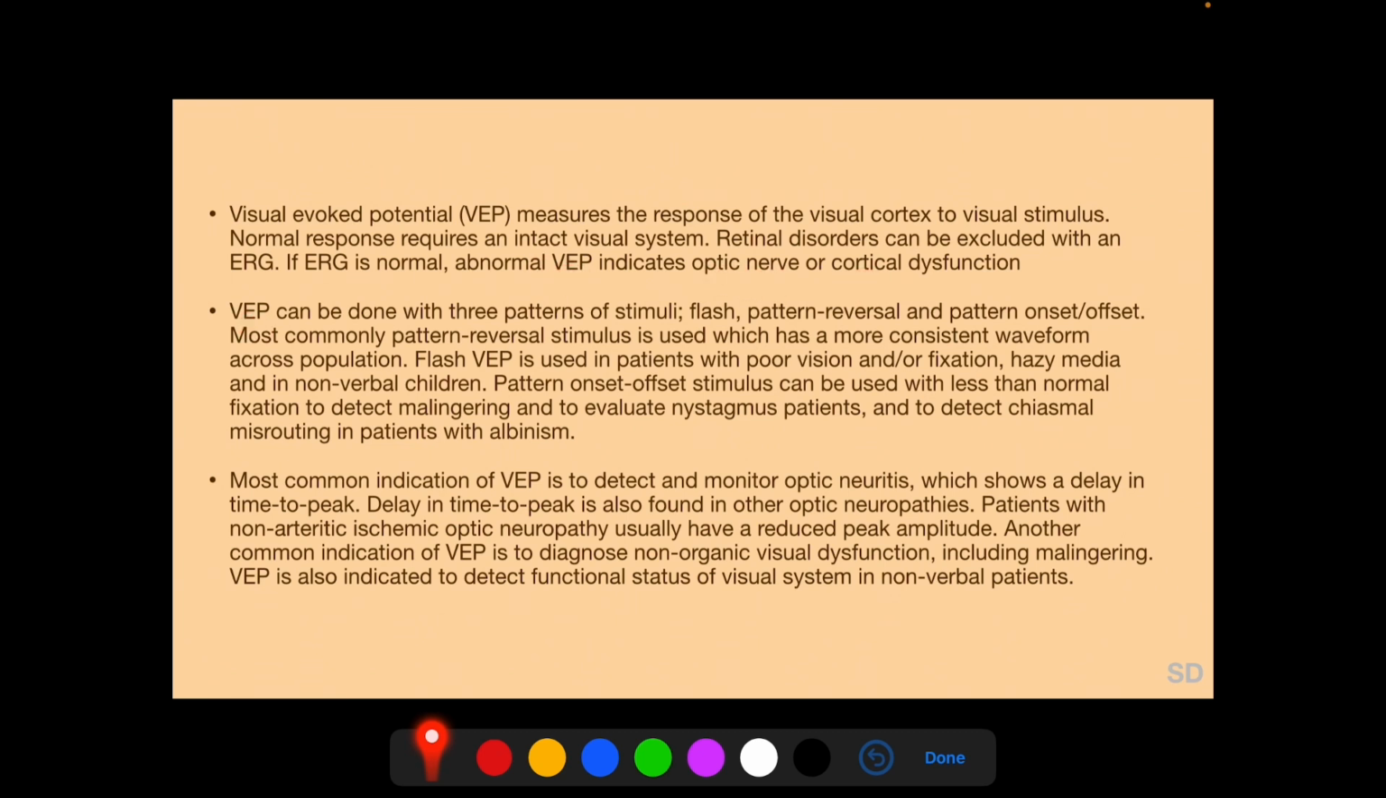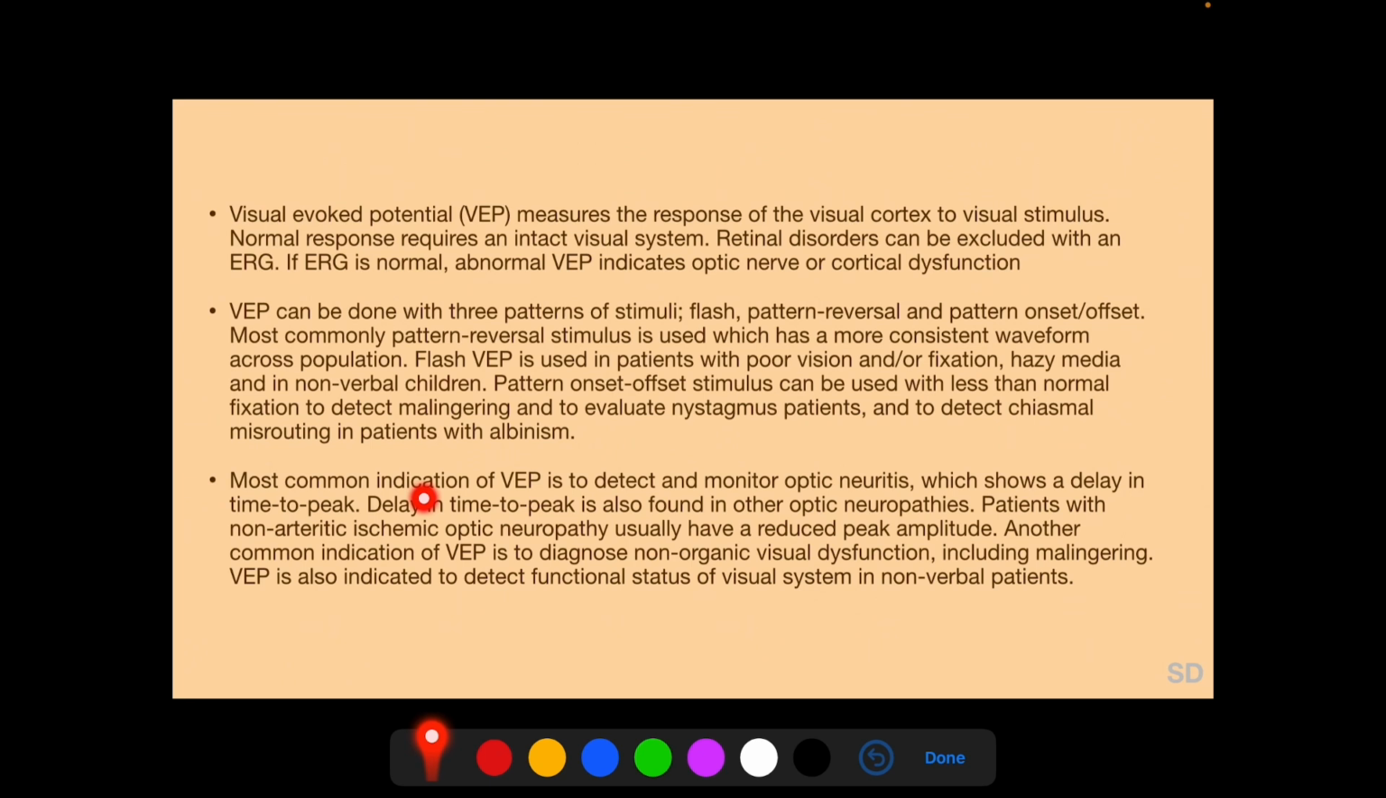VEP can be done with three types of stimuli: flash, pattern reversal, and pattern onset offset. Most commonly, pattern reversal stimulus is used, which has a more consistent waveform across the population. Flash VEP is used in patients with poor vision and or poor fixation, hazy media, and in nonverbal patients. Pattern onset offset stimulus can be used with less than normal fixation, to detect malingering, to evaluate nystagmus patients, and to detect chiasmal misrouting in patients with albinism.